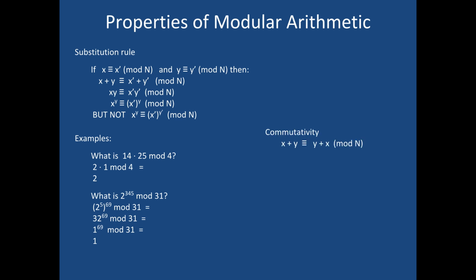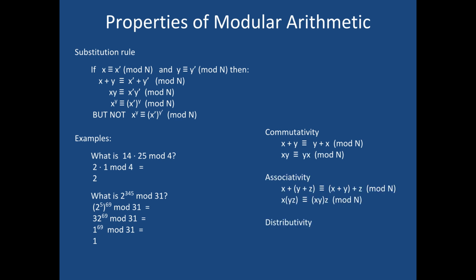Okay, it works for commutativity. So addition is commutative and associative and distributive. But this substitution rule comes in really handy, and we use it a lot to try to simplify things.